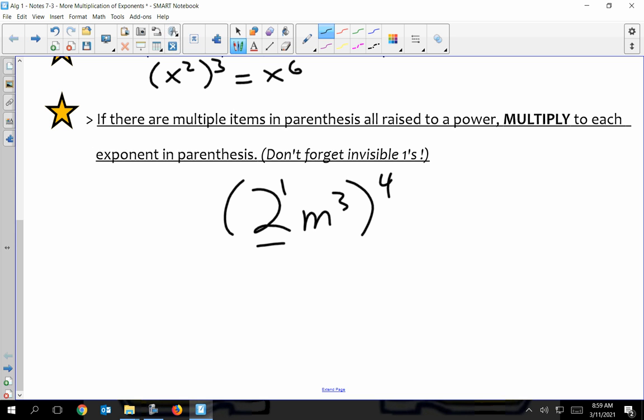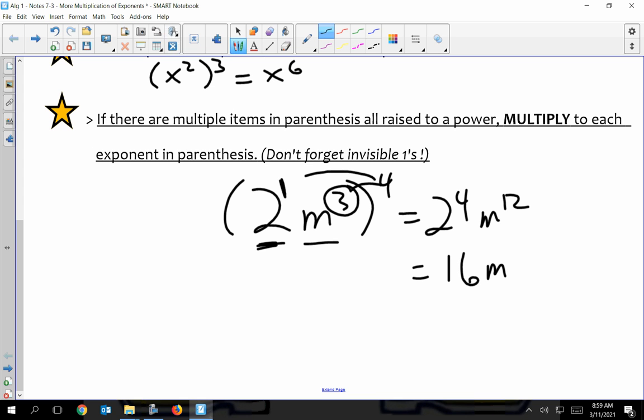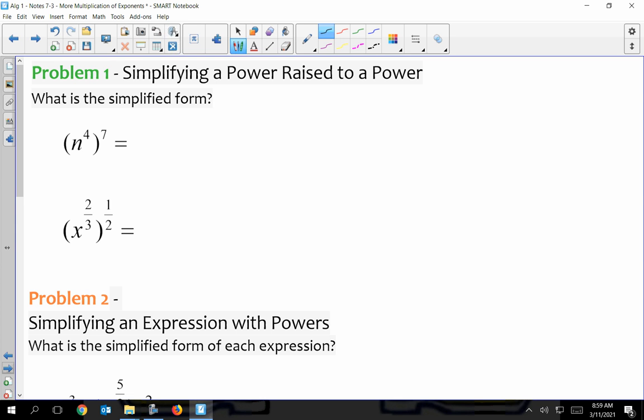So this one already had an exponent, but this one didn't have it, but we don't write the 1s. Anything greater than 1 we do. So remember to multiply it through, and then you could simplify 2 to the 4th is 16. Okay. All right. So just some really quick ones if you guys want to do that.